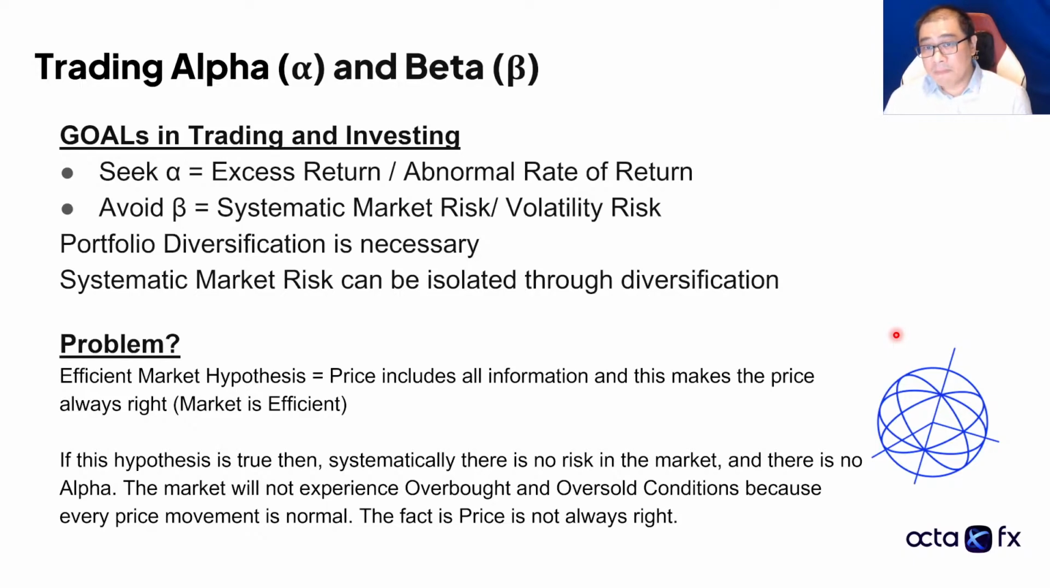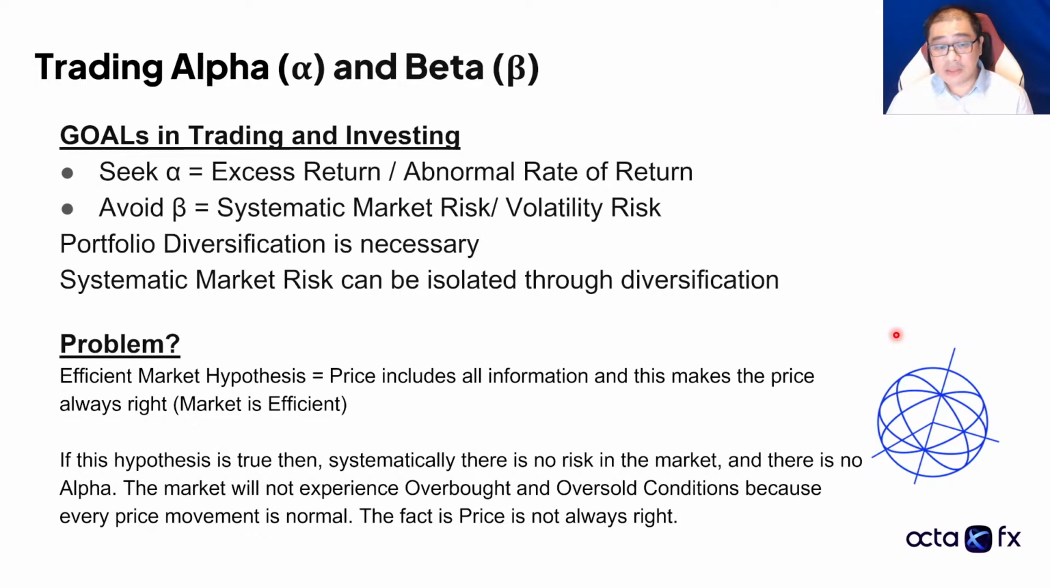Okay? But you want to avoid beta. You want to avoid beta because beta is actually your systematic risk or volatility risk. Some people look for both alpha and beta. You know, they might see that, hey, you know what? The alpha is getting higher. That's going to be an abnormal market, right? And the beta is actually getting higher. There's going to be a lot of volatility in the market. There could be a potential breakout. It really depends on how you look at it. But normally, when it comes to trading, you want to seek alpha and you really want to avoid beta.